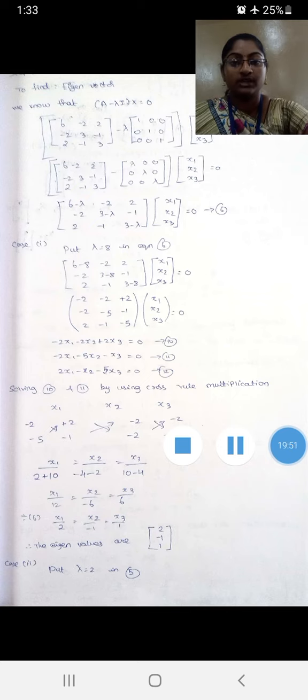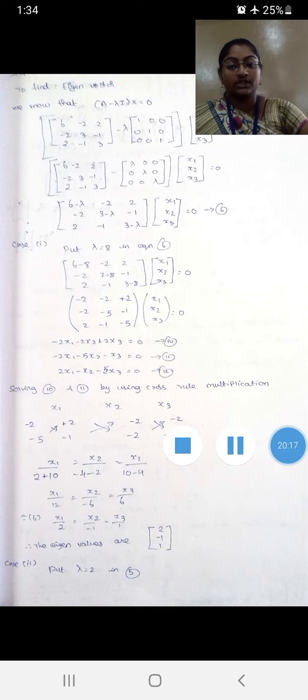Next, in step 3 we have to find the eigenvectors. We know that A minus lambda I into X equal to 0, where A is our given matrix minus lambda into the identity matrix. Solve the equations, we get the sixth equation. In case 1, take lambda equal to 8 in the sixth equation. So my diagonal elements become minus 2, minus 5, minus 5. Solve for equations 10, 11 and 12.